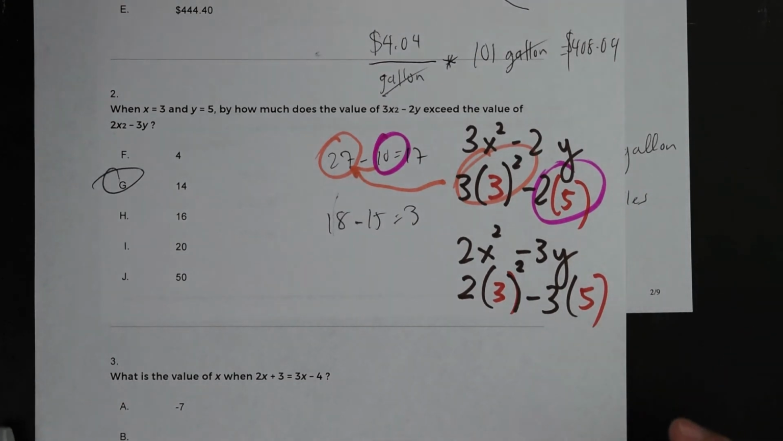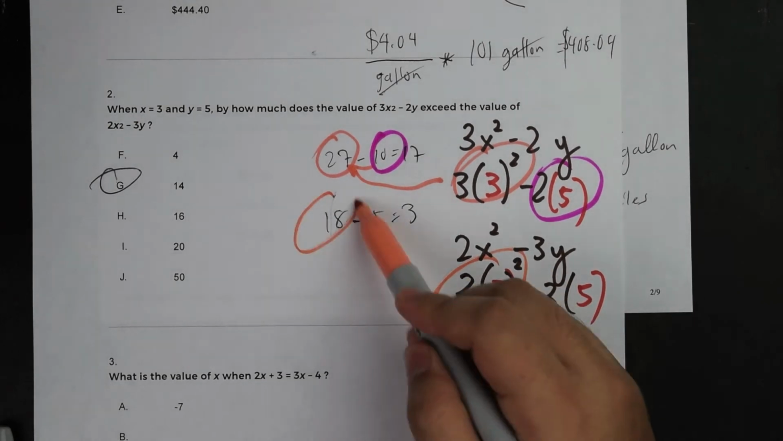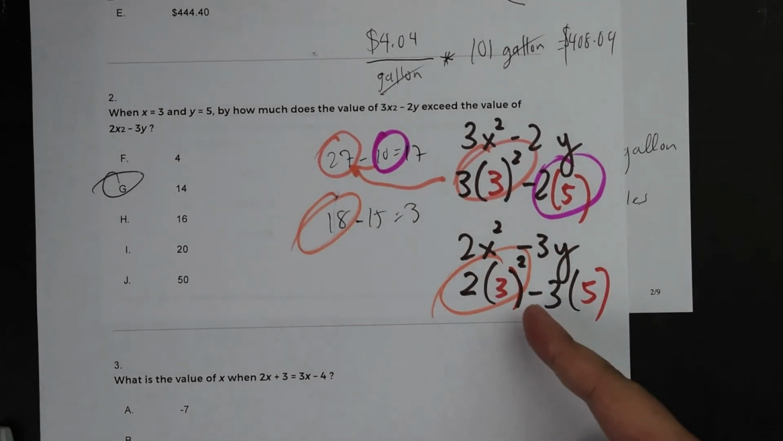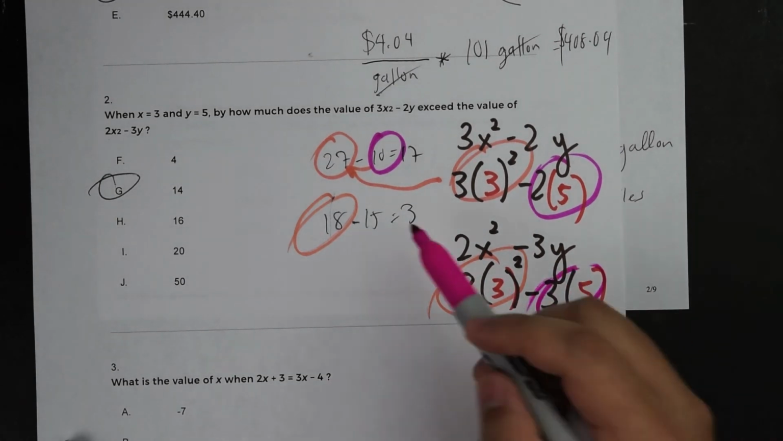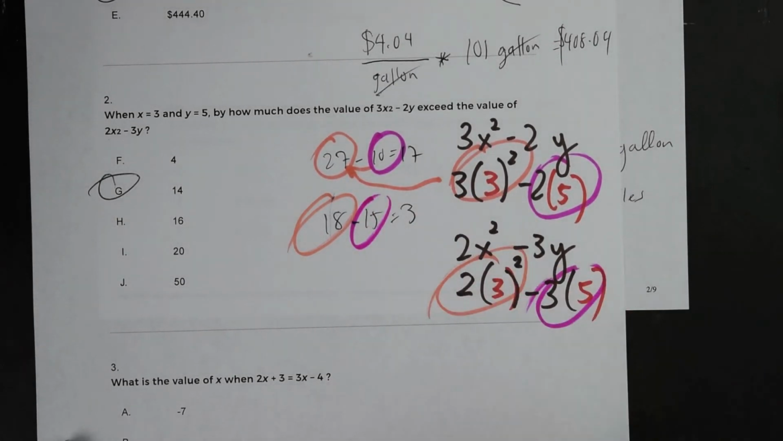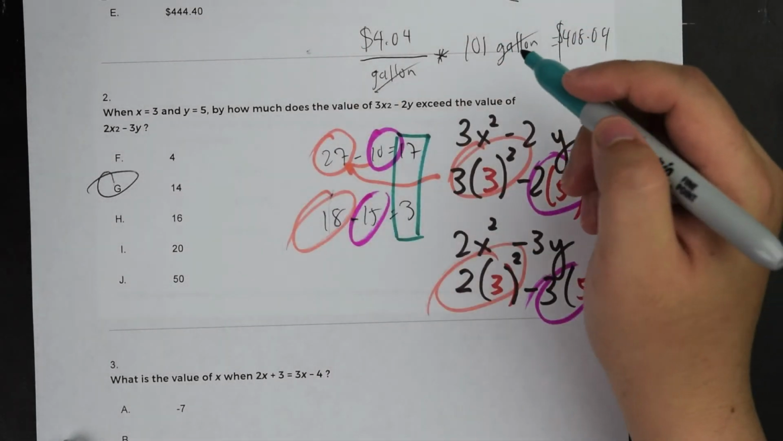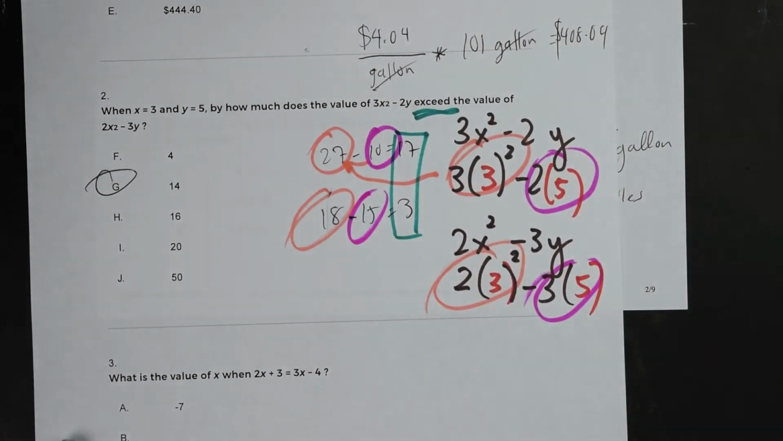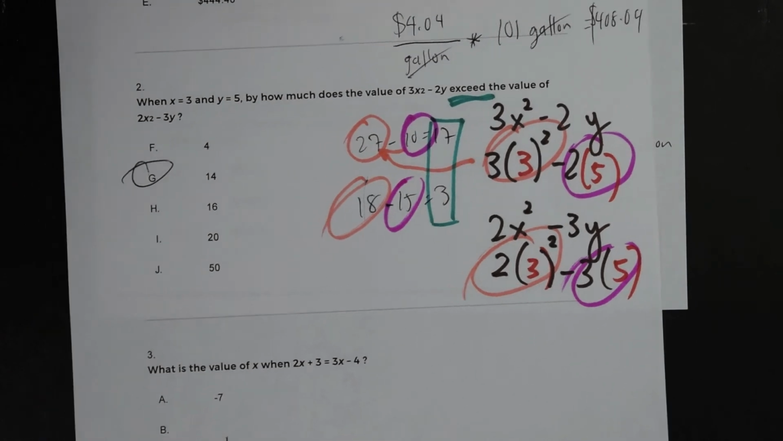And then so on, when I did this work right here, it's 2 times 3 squared, following PEMDAS rules, will end up becoming 18, because 3 times 3 is 9, 9 times 2 is 18, and negative 3 times 5 will be 15, and I got 3. Afterwards, I simply worked the 17 minus 3, because they're asking for how much does it exceed the value. So 17 minus 3 will be 14, and thus for number 2, I got the answer of G. And that concludes my explanation for number 2.